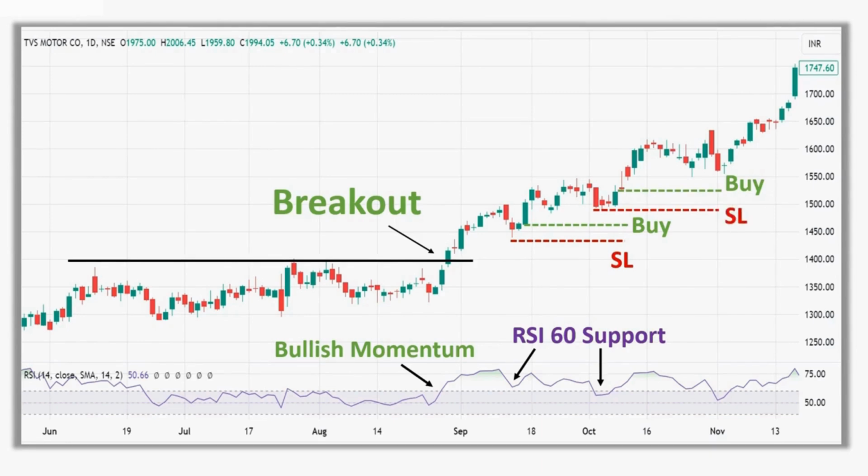So you see, in the journey of an uptrend, you can enter a stock multiple times. In technical language, it is called pyramiding. That is adding more quantity as the stock is moving up.